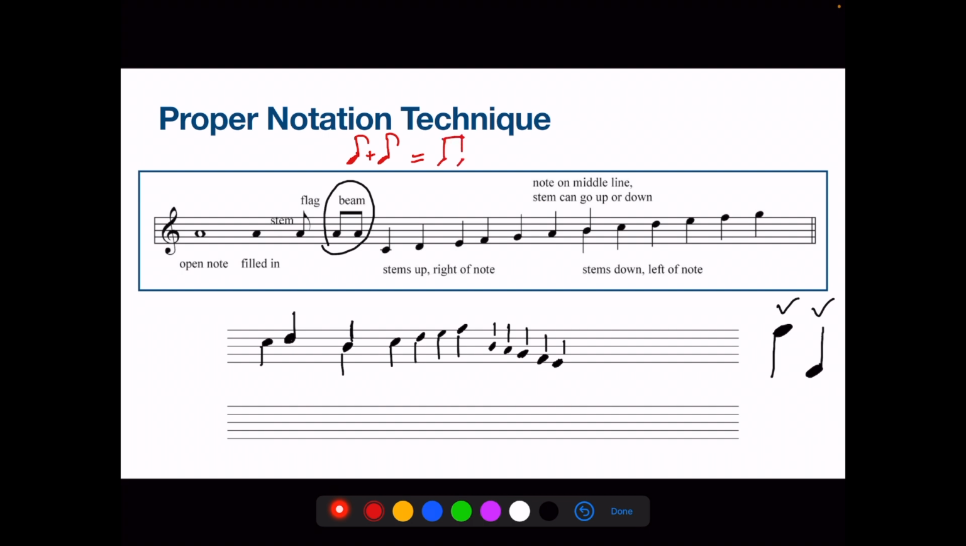So something like this, okay? So that's called beaming. That's when eighth notes get together and make friends, okay? So we can also have 16th notes, and when they get together we would have something that looks like this. And that's also called beaming.